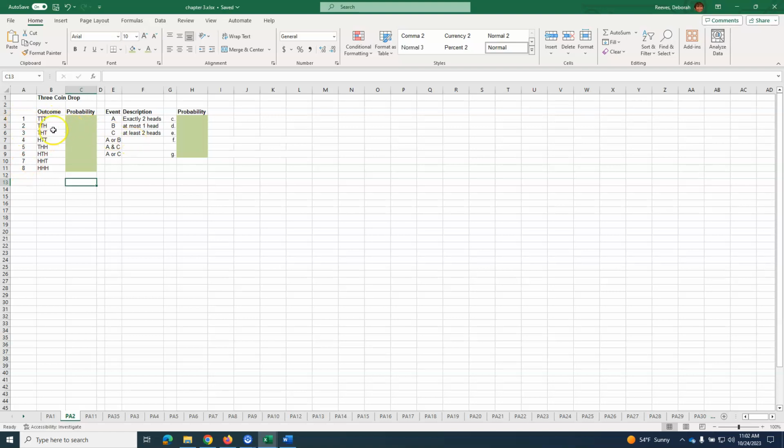So the possible outcomes, there's 8 possible outcomes. You can get all tails, 2 tails and a head, a tail, a head, a tail, a head, tail, tail, tail, head, head, head, tail, head, head, head, tail, and all heads. So those are the combinations that you can get.